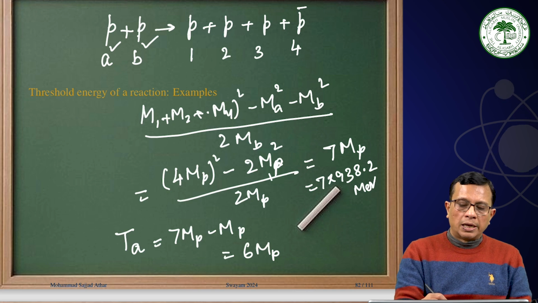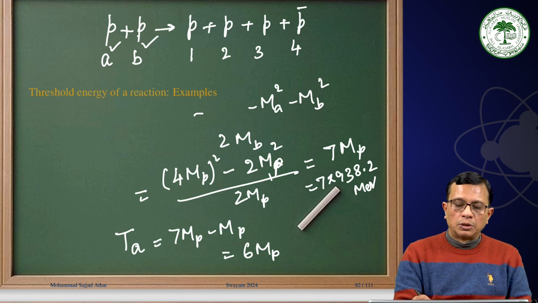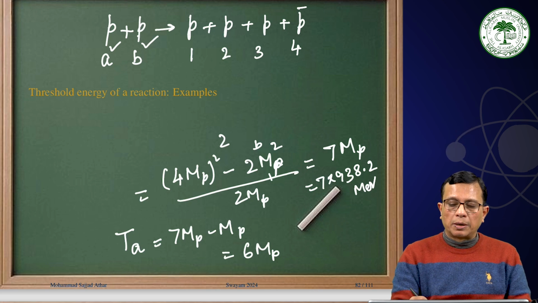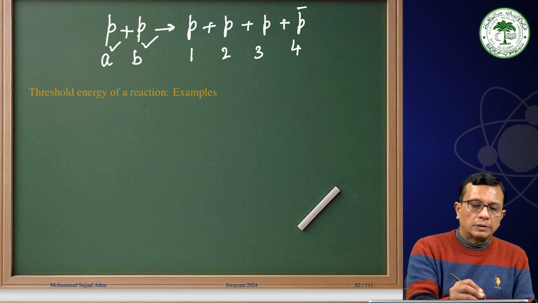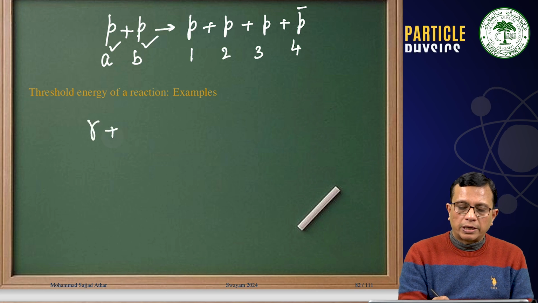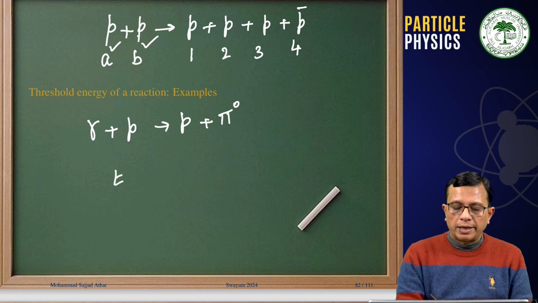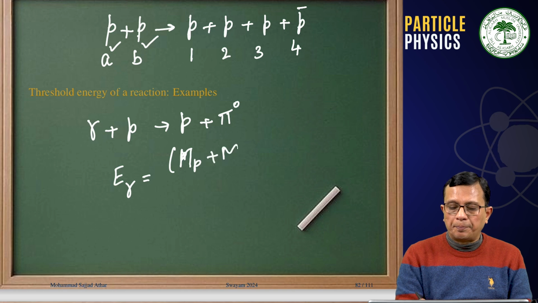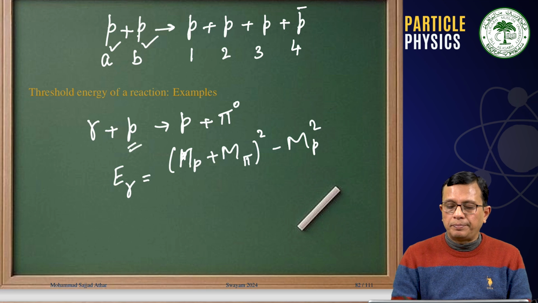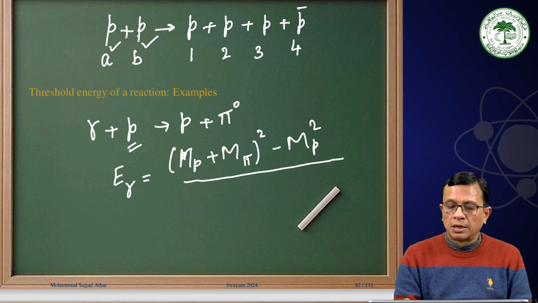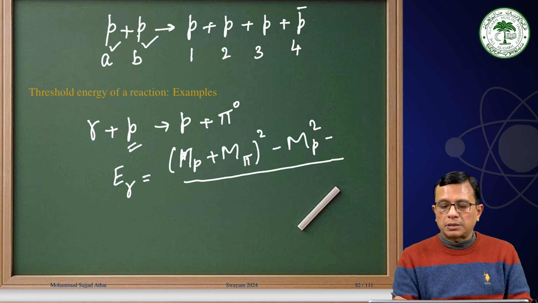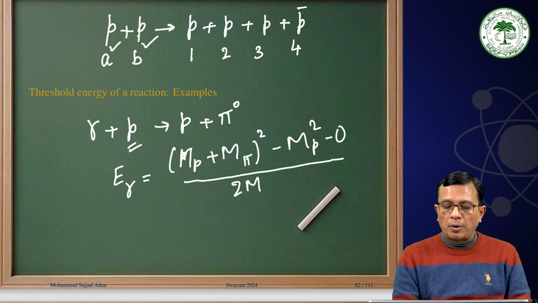Similarly, let us take another example. Say I am talking about gamma P giving rise to P plus neutral pion. Now, I am talking about gamma P going to P plus a neutral pion. Then E gamma will be (MP plus M pi) whole square minus MP square upon, because there should be M gamma square, but the rest mass of the gamma is 0, therefore we are not taking it into account, upon twice MP.